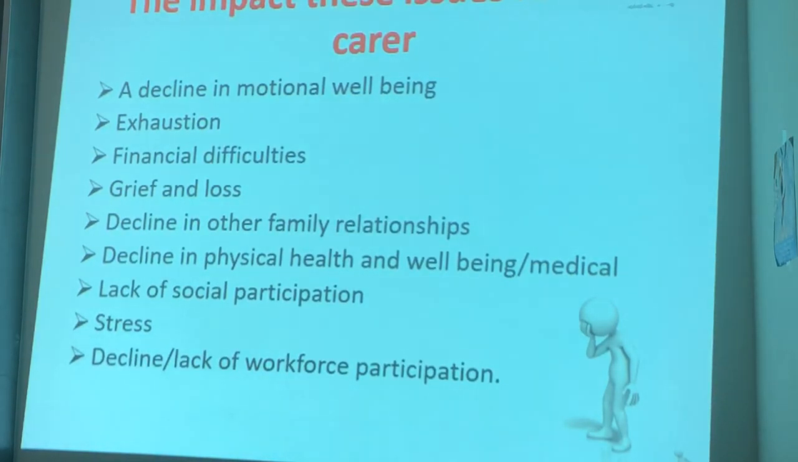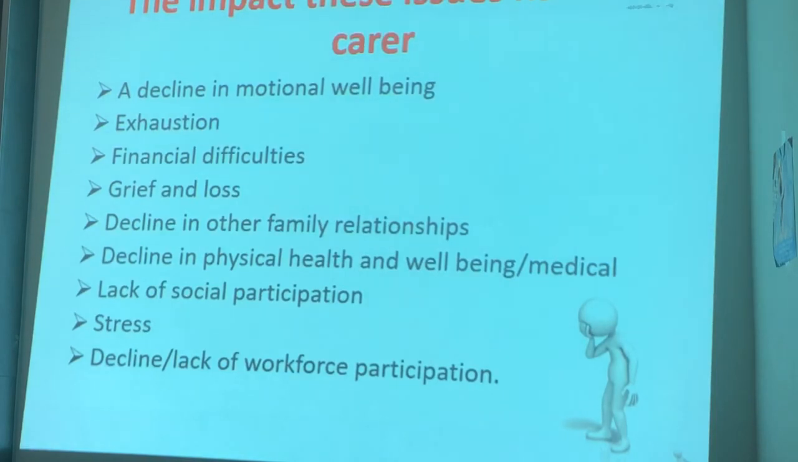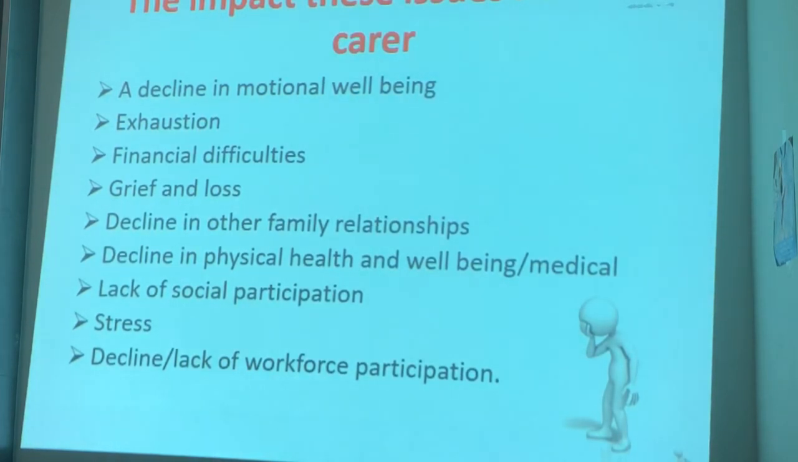Decline in physical health and well-being, okay? Because your focus is to look after your parents. Lack of social participation, okay? You cannot go on holiday because if you go on holiday, you need to ask permission from Centrelink. And this is also stressful on the part of the person looking after the elderly. Okay? Any more?